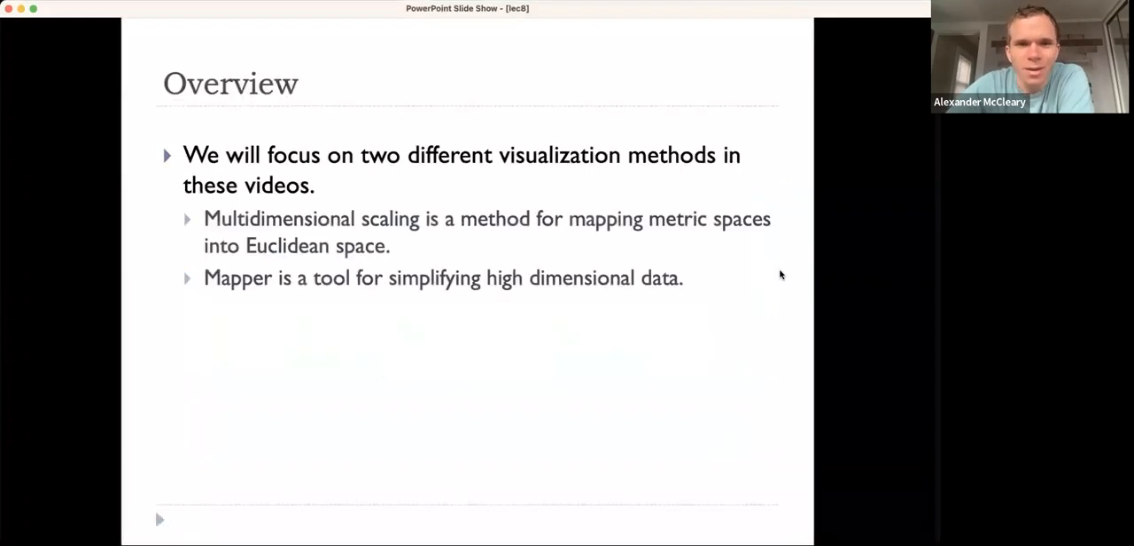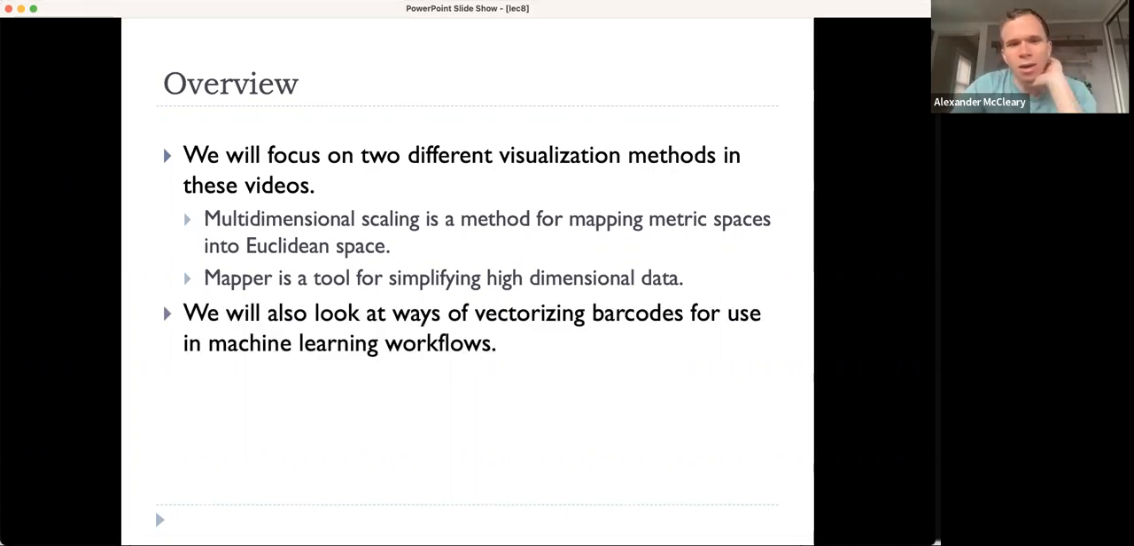Okay, so to start, we're going to focus on two different visualization methods in these videos. The first is multidimensional scaling. This is not exactly a pure topological method, but it is widely used in practice and a very powerful tool for visualization of metric spaces. The other tool we're going to look at is Mapper. This is a more topological data analysis specific technique, and it's a great tool for studying high dimensional data sets. And in particular, both of these methods here are great for dimensionality reduction, which is something that regular persistent homology doesn't accomplish.